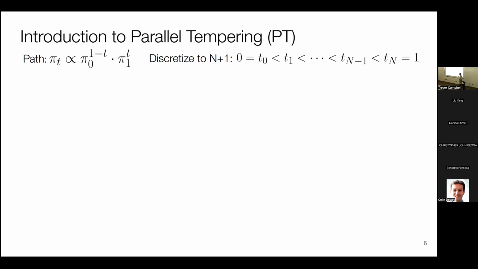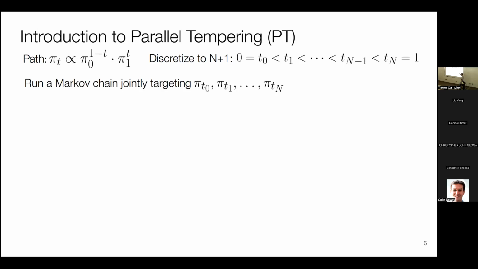But in any case, we construct a path of distributions ranging from pi naught to pi1 by raising the two densities to a power 1 minus t and t, for t ranging between 0 and 1. And that constructs a path of distributions. We then discretize that path to n plus 1 steps, t naught, t1, all the way up to tn. And then we run a big joint Markov chain that targets all of those distributions. Sounds like I've just made my life harder, right?